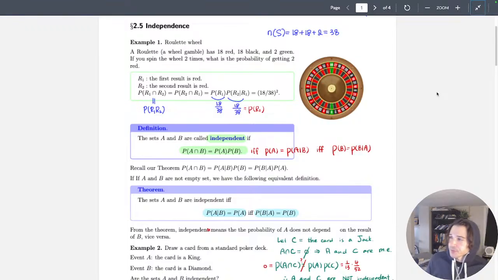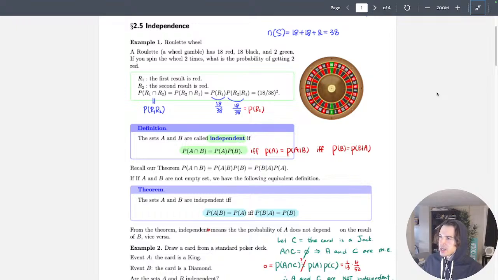Okay, so just going straight into examples here. Roulette wheel. A roulette wheel has 18 red, 18 black, and 2 green. If you spin the wheel 2 times, what is the probability of getting 2 red? So R1, the first result is red. It's going to happen 18 out of 38 times. R2, the second result is red. Again, there's just an 18 out of 38 chance on any given spin.